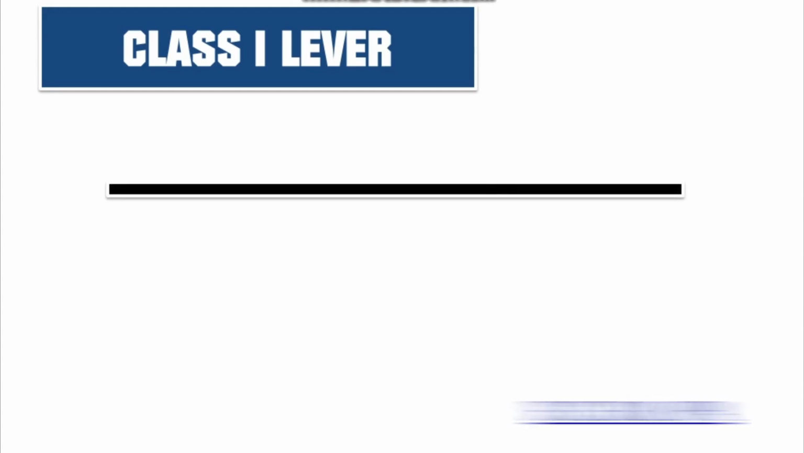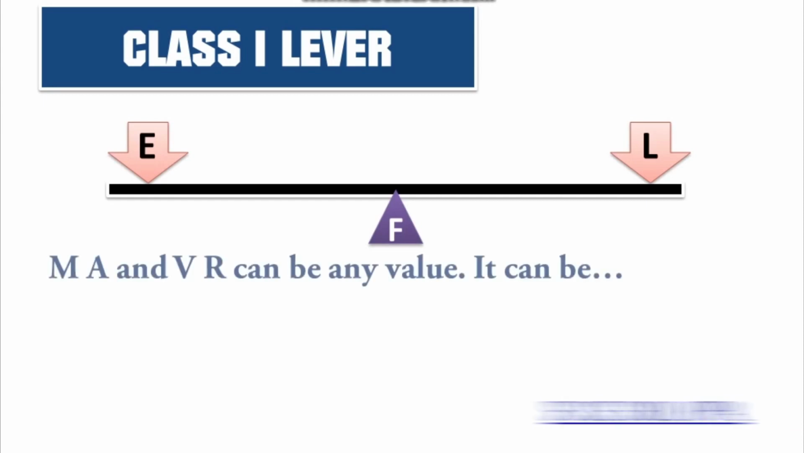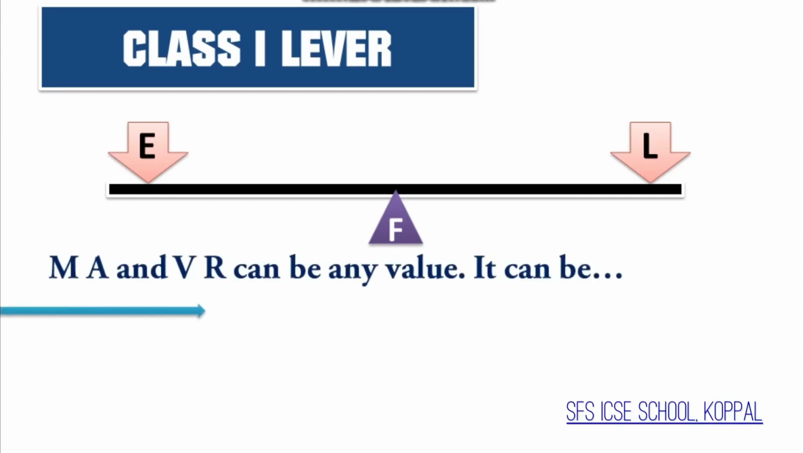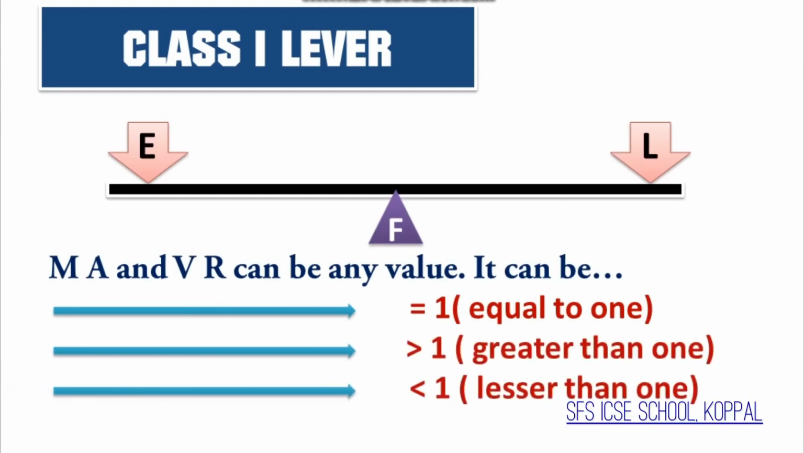Now let us study about each class of lever elaborately. Number 1. Class first lever. As we have already studied, in class first lever, fulcrum is in the center and load and effort are at both sides. Please note, it can be placed any one of the sides. In class first lever, mechanical advantage and velocity ratio can be of any value. It can be equal to 1, it can be greater than 1, and it can be lesser than 1.